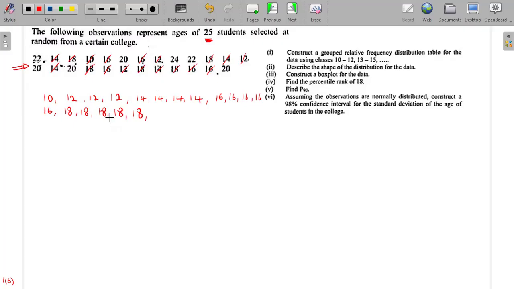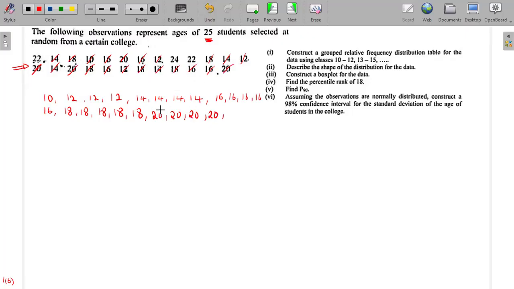Okay, do I have any 19 there? Okay, let me check. I can't see any 19, so I'm going to move to 20. Okay, so that is 20. I have 1, 2, 3, 4. So I have 4 20s. So 20, 20, 20, 20.